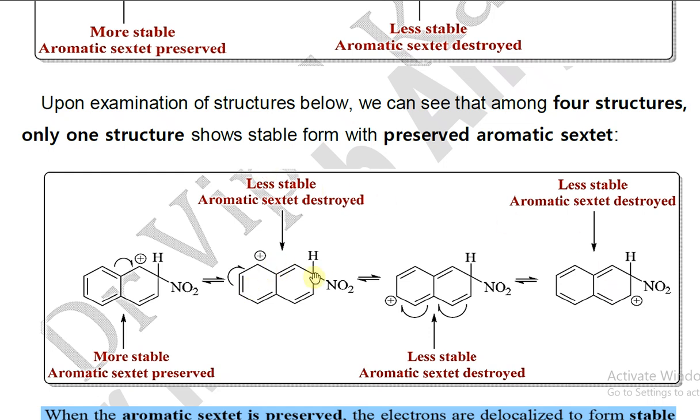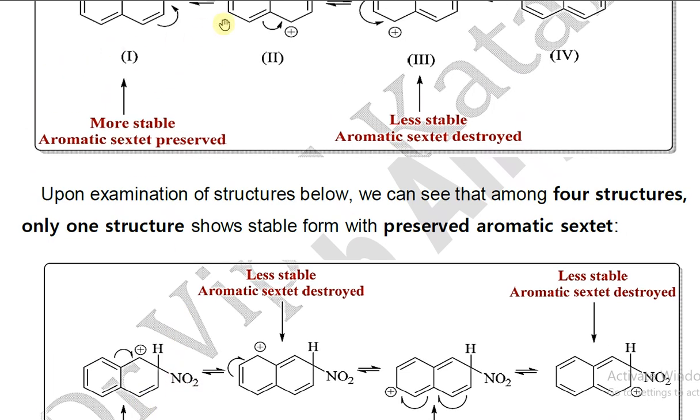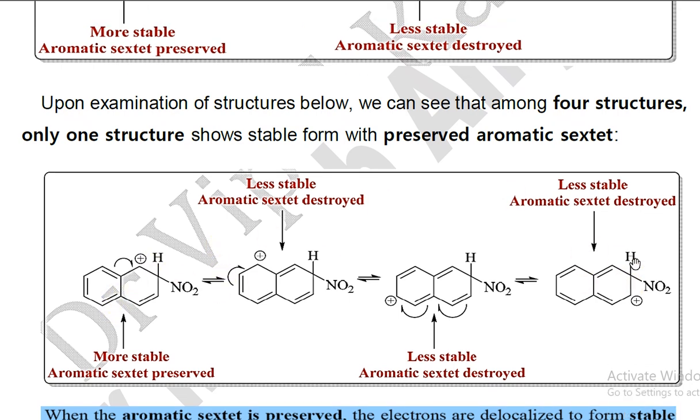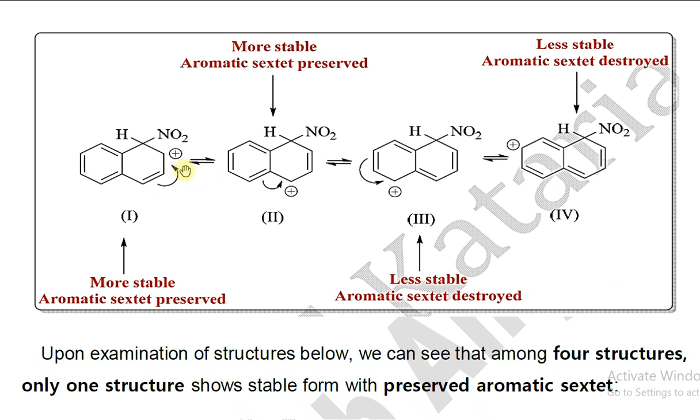Three resonance structures, this and this and this, are less stable. One of them is more stable than the others. Which one is the best, in your opinion? Two stable resonance structures and two not stable, or just one stable resonance structure with three not stable? Of course, this pathway is preferred. This is the preferred one.